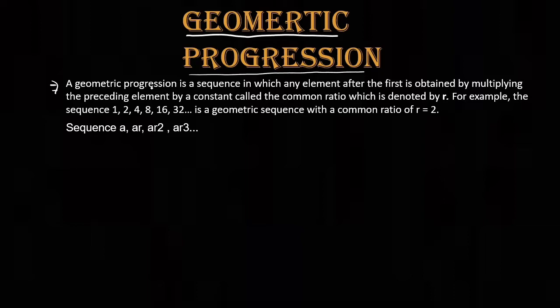A geometric progression is a sequence in which any element after the first is obtained by multiplying the preceding element by a constant called the common ratio, which is denoted by R. Like in any sequence, the first term of the sequence is A, and if you want to get the second term, you have to multiply the first term by R, the common ratio, and then you have to multiply it again and again.